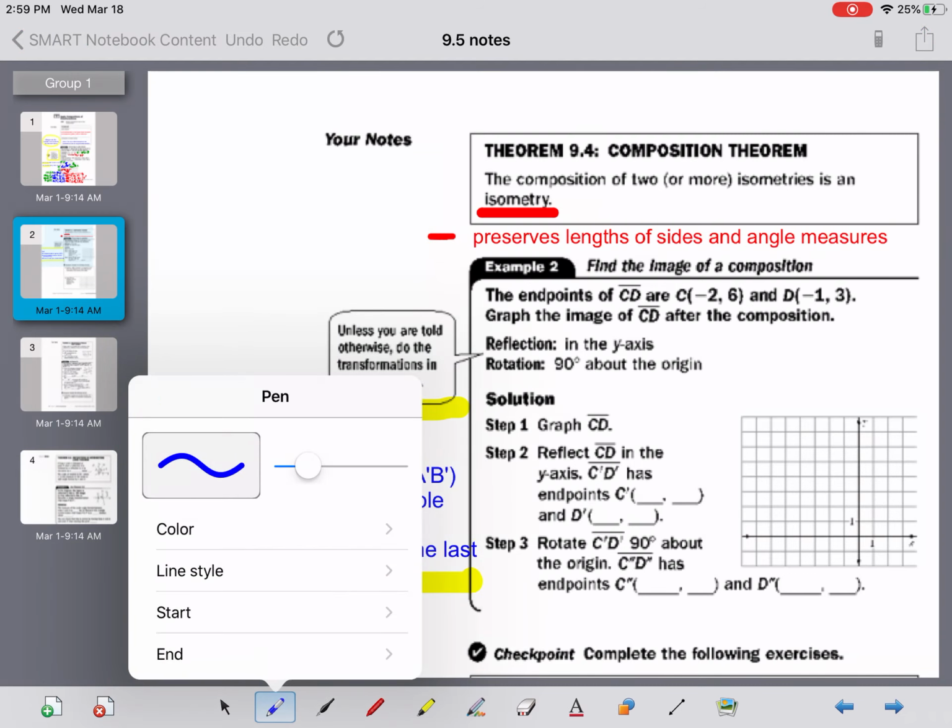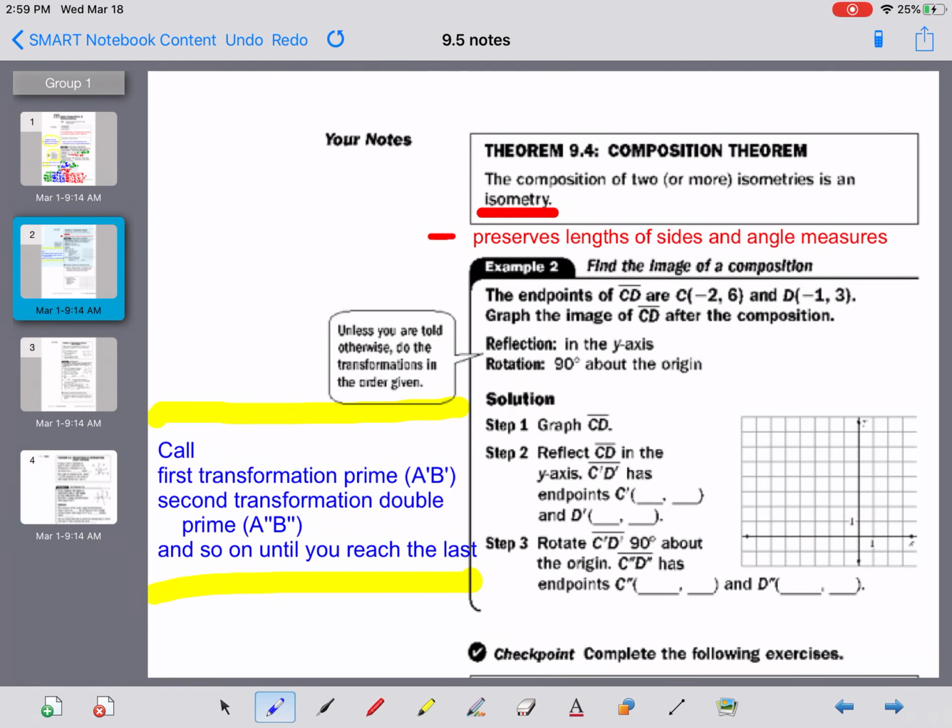So I'm going to go ahead and take my 2 points, negative 2, 6. So here's my figure to start with, CD, and once again I'm going to write my ordered pairs over here so I can write and figure out where they'll go in each move. So this is my original XY.